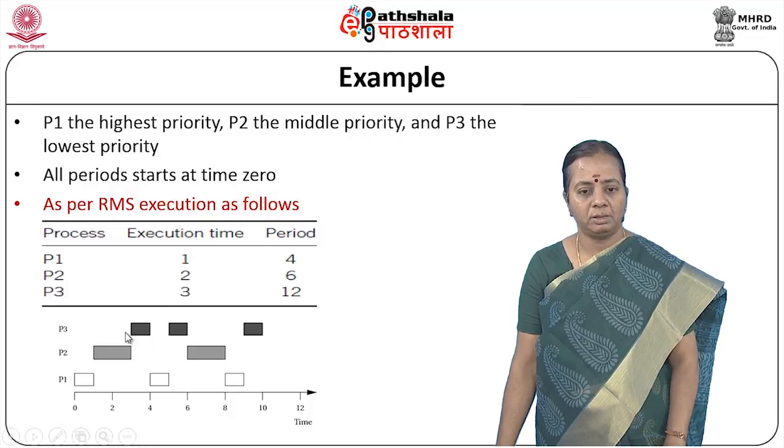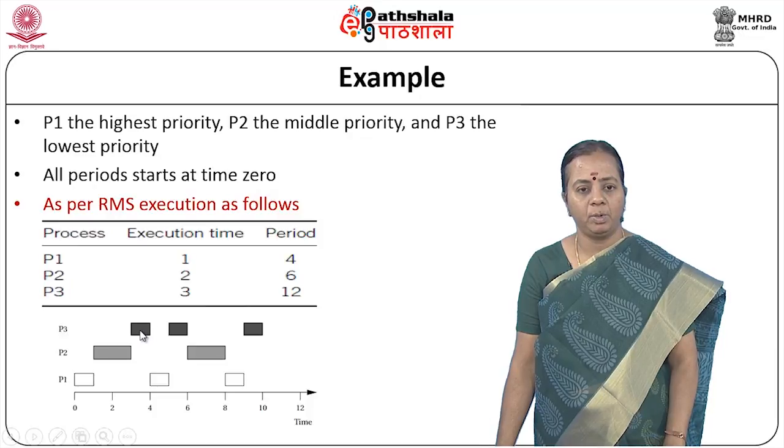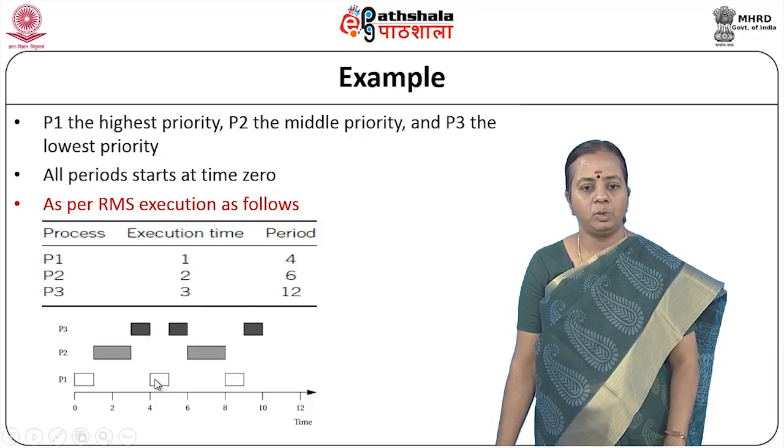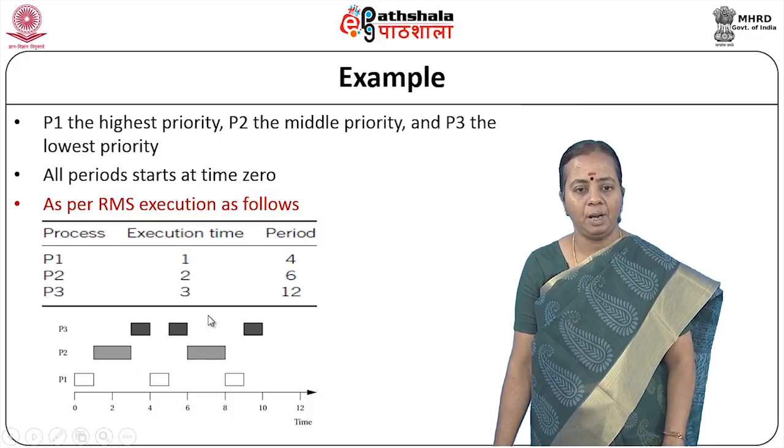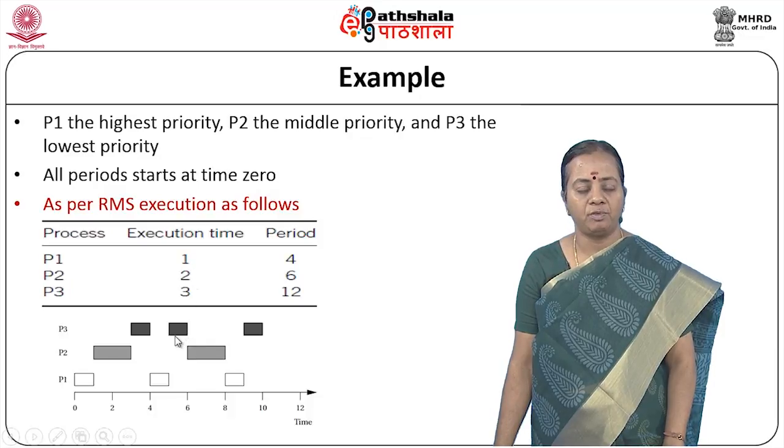based on priority, P1 is executed 3 times and P2 is executed 2 times, and P3 has to be executed at least 1 time. So 3 into 2 is 6, 3 into 2 is 6, so 6 plus 6, and this is 3. When you add up all these, I get a time unit of 15, but P3 has to end before 12. So the deadline is missed for P3.